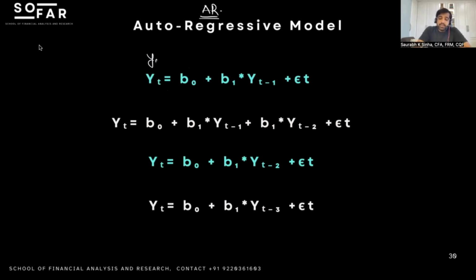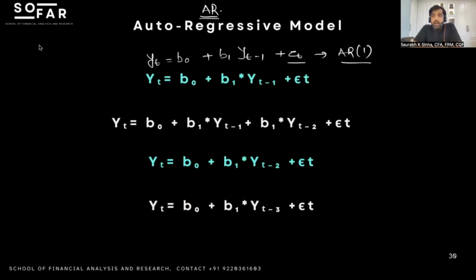Now, in the autoregressive model, if I write the equation Yt is equal to beta naught plus b1 into just the previous value, lag 1, as in yesterday's value. When I say lag 1, I'm talking about yesterday's value. So the stock price today is dependent upon just the previous day's stock price. And definitely there would be error in my prediction. This model is called the AR1 model.